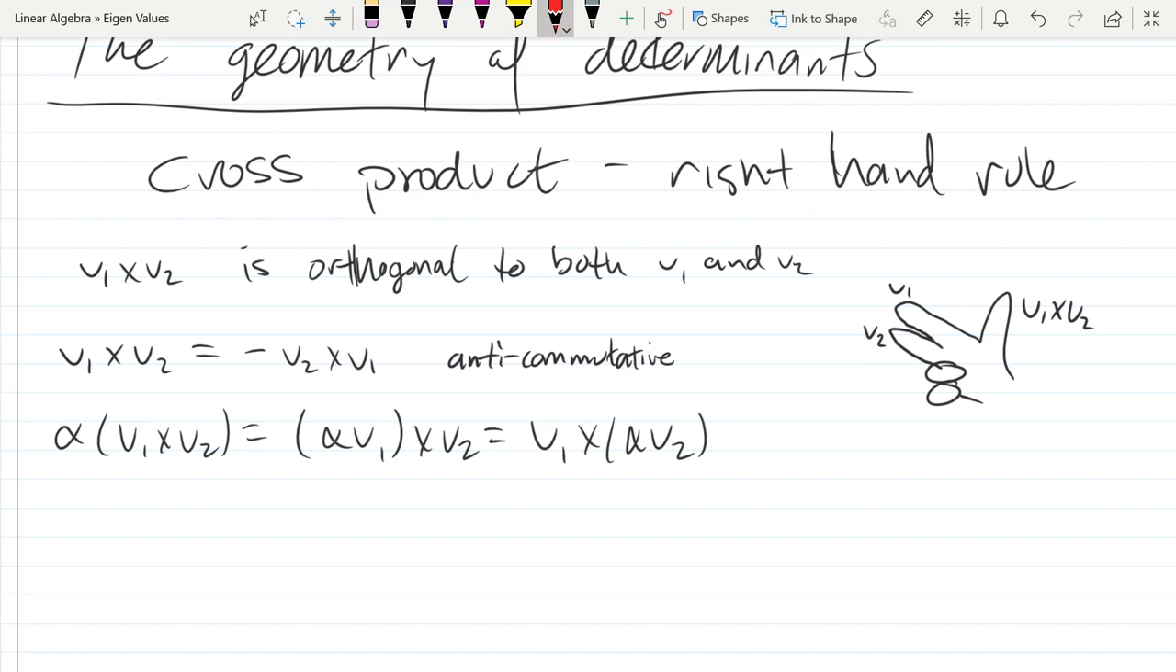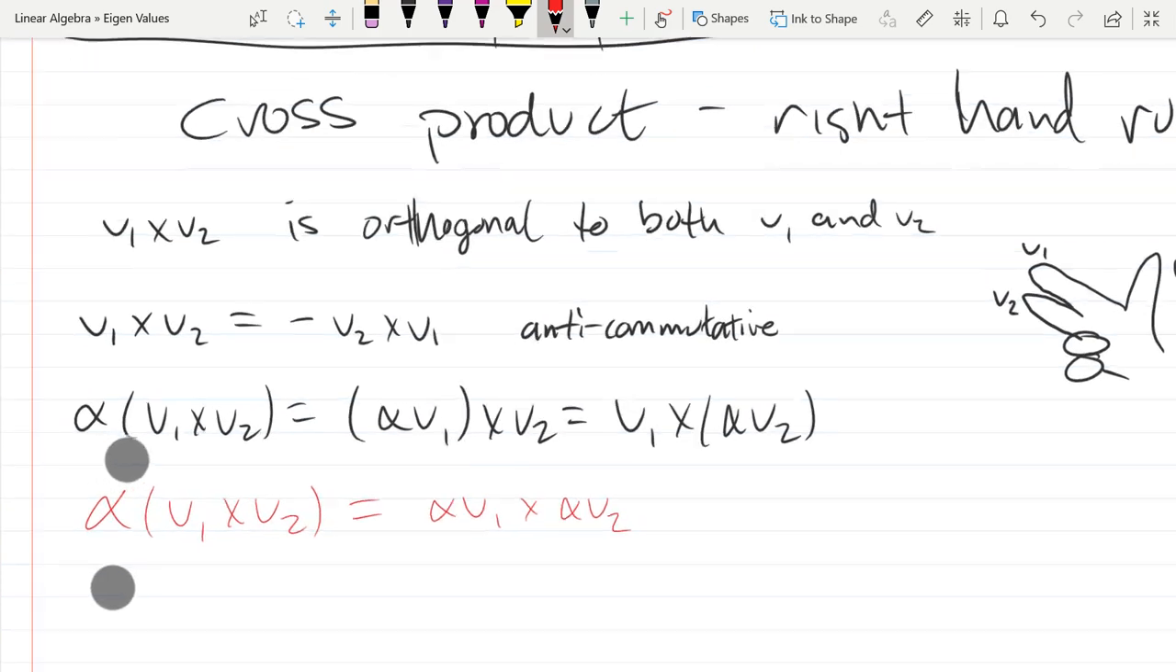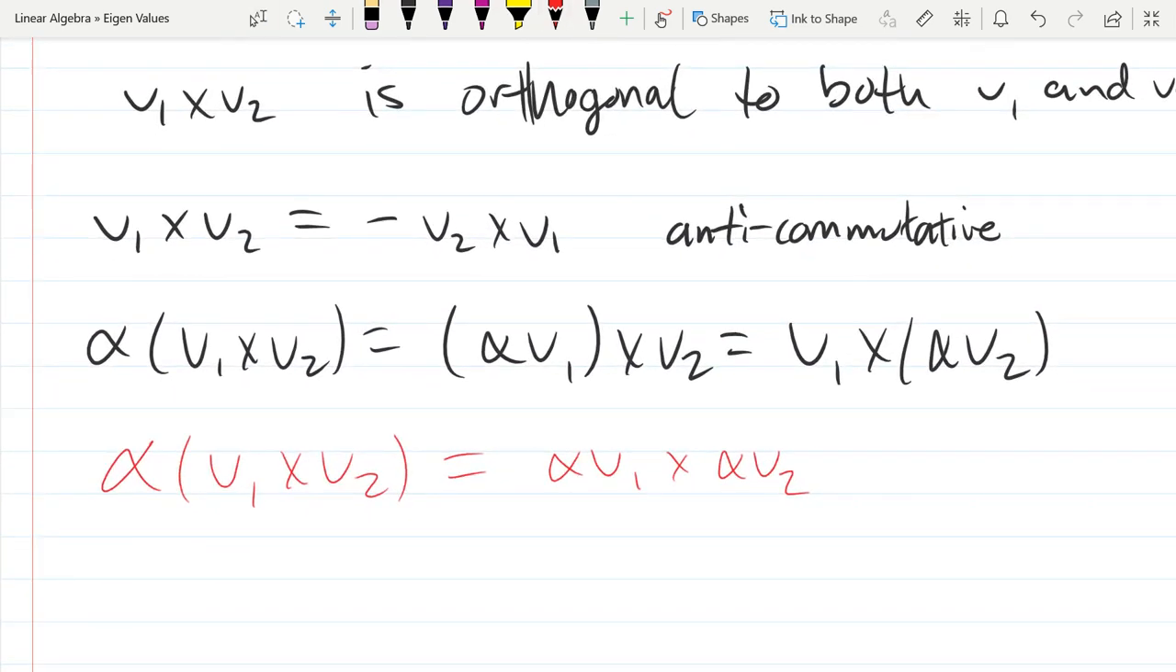So I'm going to erase what I'm about to write in red, but I just want to warn you. We call it a product for good reason. You can't distribute products across products. How could I change the left side to make this true? So what scalar can I put here to make this true? Alpha squared. So there's alpha times alpha, alpha squared. That would be the way to do this right here.